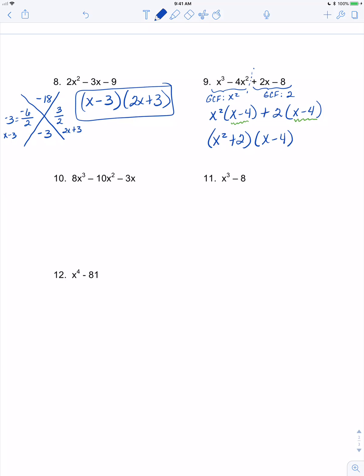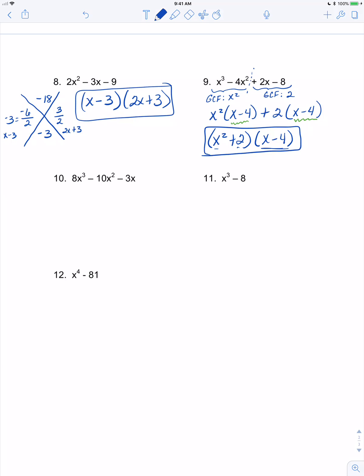minus 4. Now it's in factored form, because remember, when you multiply, you're taking the first term and multiplying it by everything in that second binomial. Then you take the 2 and multiply it by that second binomial. So that's exactly what we've just done.